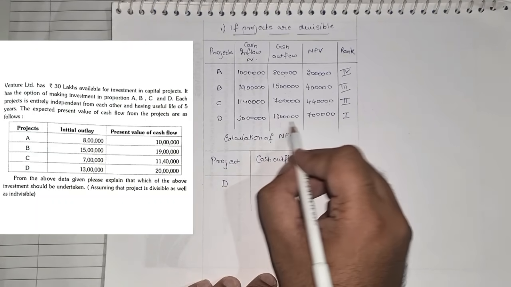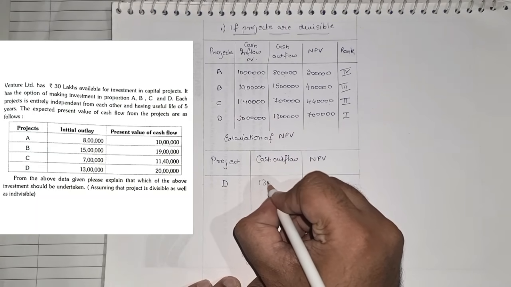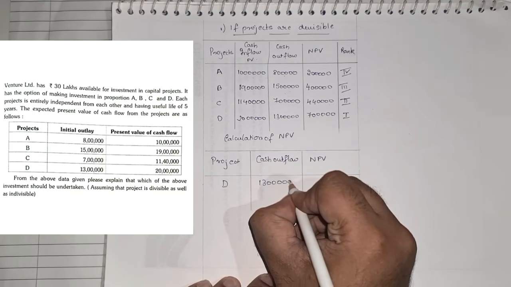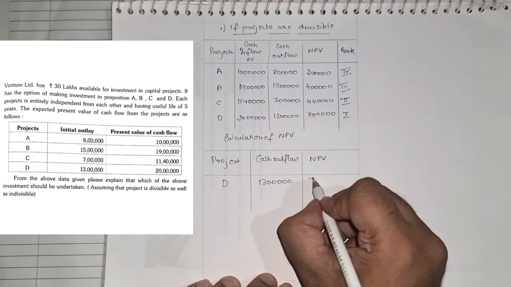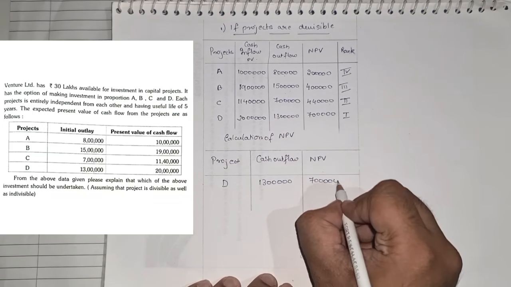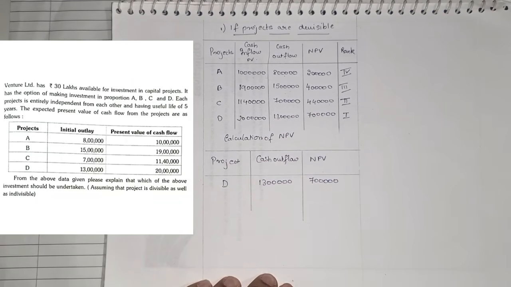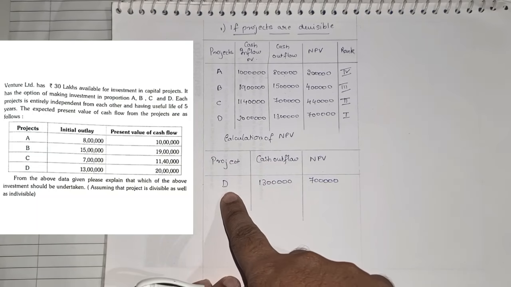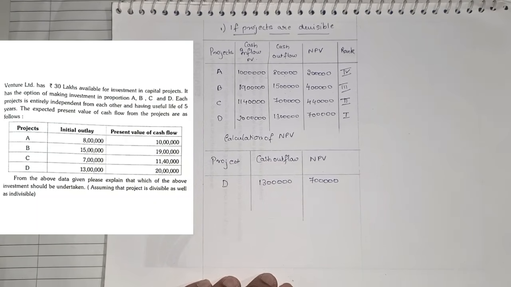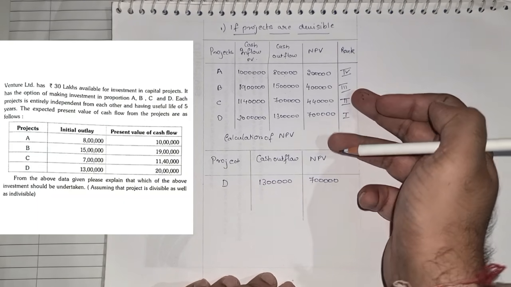The outflow of that particular project was 13 lakhs. So we'll note down that. And the NPV that it will fetch us is 7 lakhs. So we have noted that also. So out of 30 lakh investment, 13 lakhs we will be making in investment D. So out of 30, 13 is gone. So remaining 17 lakhs will require more. So now we go to rank number 2.